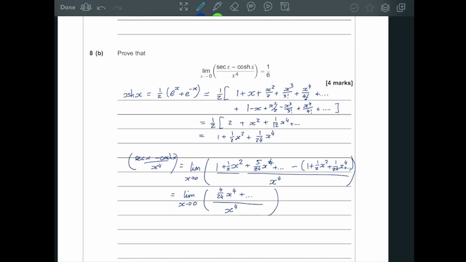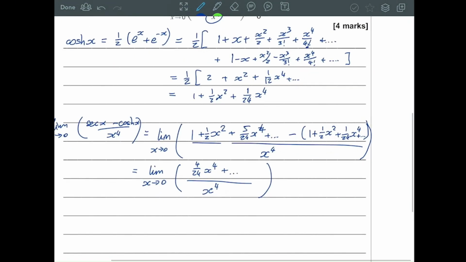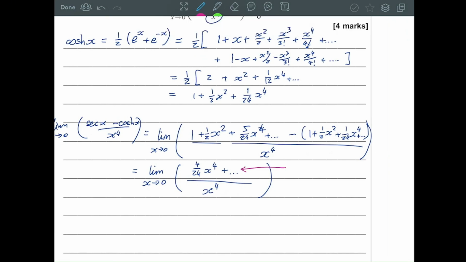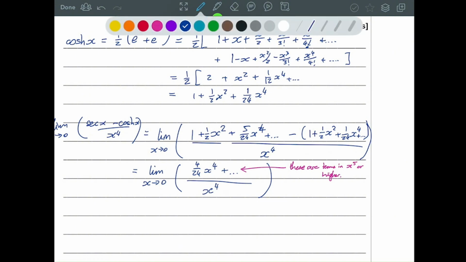And is this a proof question? It is a proof question. So I'm going to add a little comment to make sure that this dot dot dot doesn't feel like we're hiding anything. So these are terms in x to the 5 or higher. Now, actually, if we looked carefully, the x to the 5 terms in both expressions don't exist. So actually, it's in x to the 6 or higher. But the important bit is bigger than x to the 4.